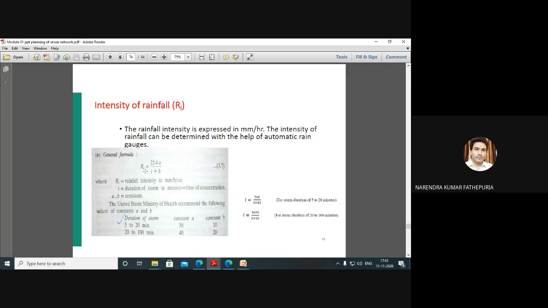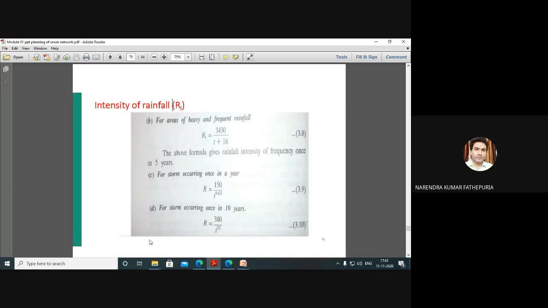Intensity of rainfall, there are some general formulas. So the R value, the intensity of rainfall value, you have to take as 25.4 into A divided by T plus B. This T is the time duration in minutes, or it will be equal to the time of concentration only. A and B values you have to decide based on the United States Ministry of Health recommendation. If the duration of a storm is 5 to 20 minutes, then A value is 30 and B value is 10. While you are doing the numerical, you have to do it like this.